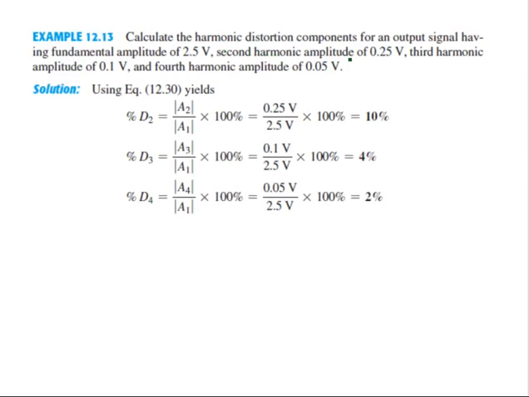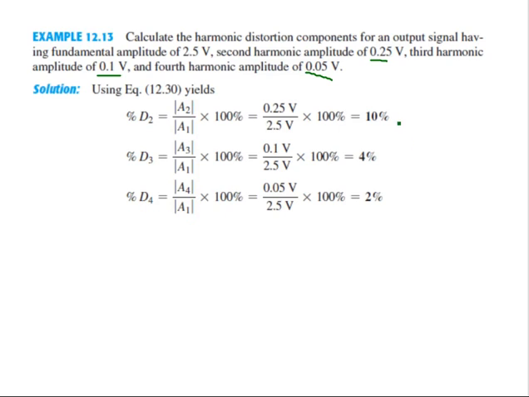Now you can go through this example. Calculate the harmonic distortion components for an output signal having a fundamental amplitude of 2.5 volt, second harmonic amplitude of 0.25 volt, third harmonic of 0.1 and fourth harmonic amplitude of 0.05. So these three we can find out. Distortion due to the second harmonic is A2 by A1 into 100. Due to the third is A3 by A1 into 100. Due to the fourth one is A4 by A1 into 100.